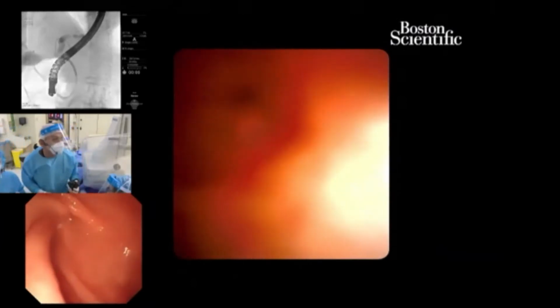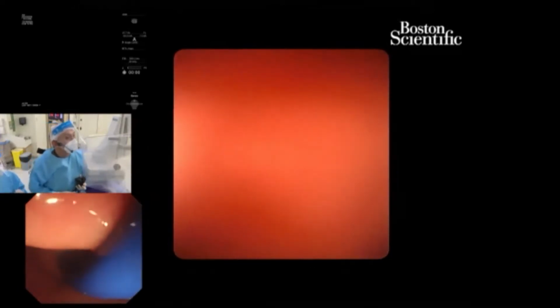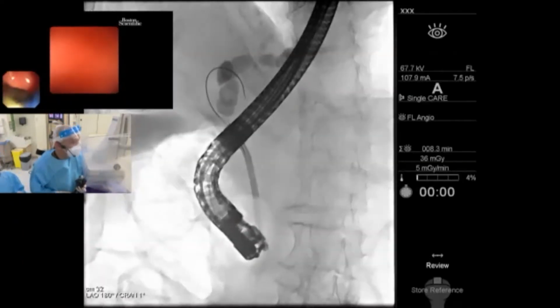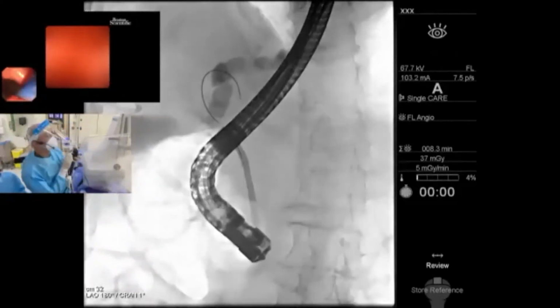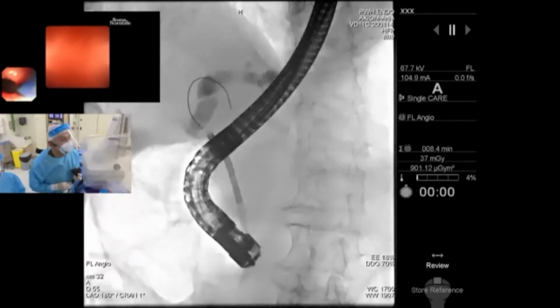The spyglass is at the hilum, at the level of the stricture. I'm going to try to advance it a little bit more. Okay, I'm going to advance it a bit more. I'm losing my scope position, which is not good. Okay, seems like there's a lot of blood clot here. I'm going to pull back my spyglass now.